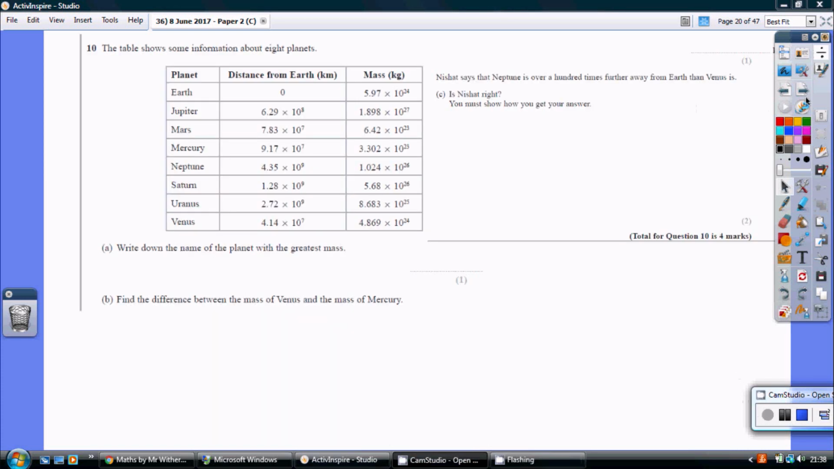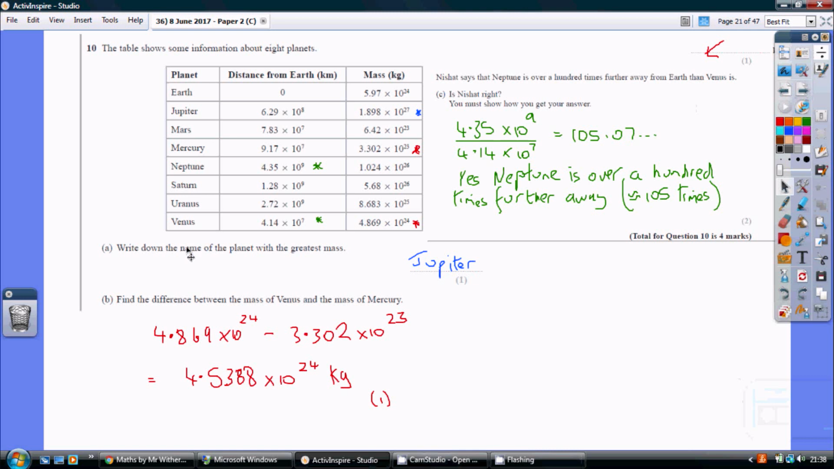Question 10. Write down the name of the planet with the greatest mass. Well, you're looking for the greatest power here, and that is something with 10 to the power of 27, so the greatest mass is Jupiter.